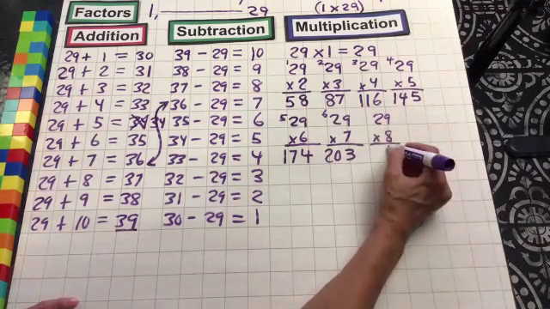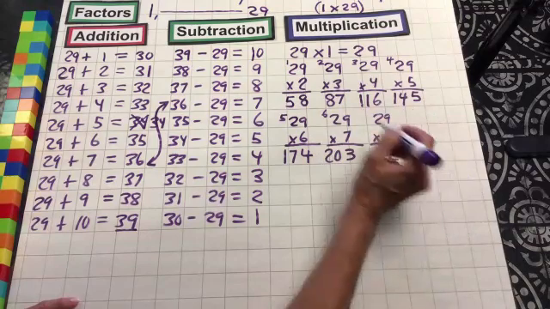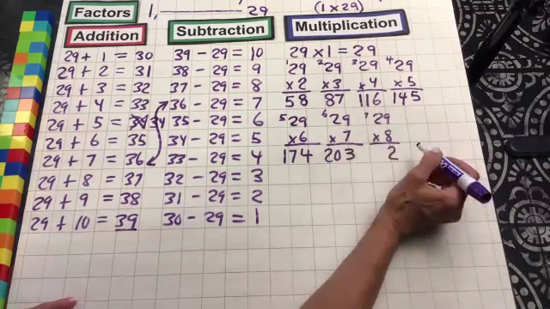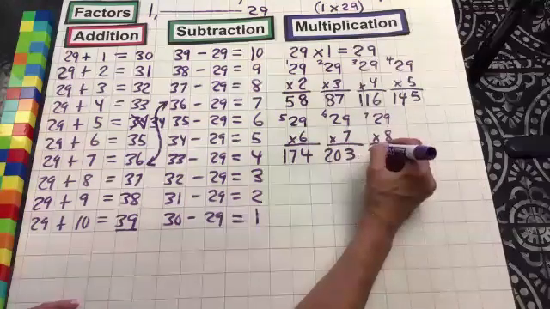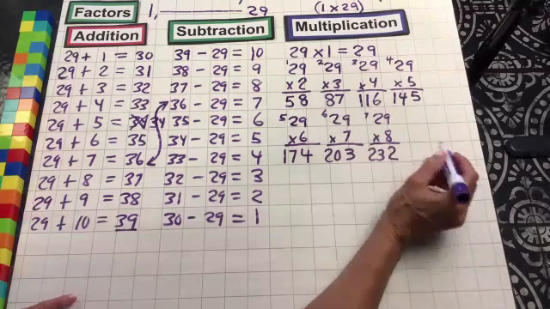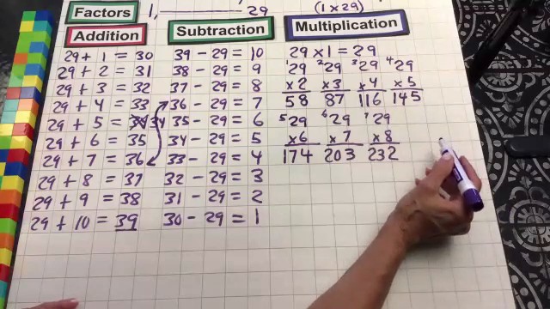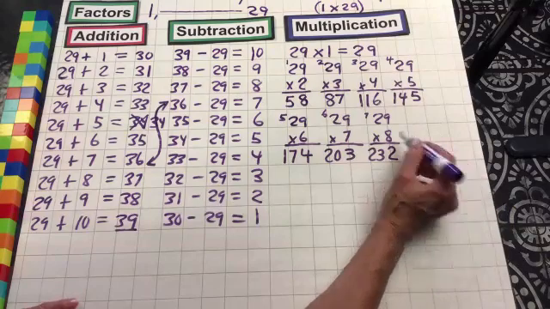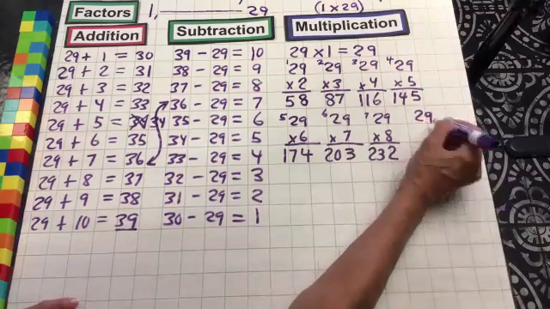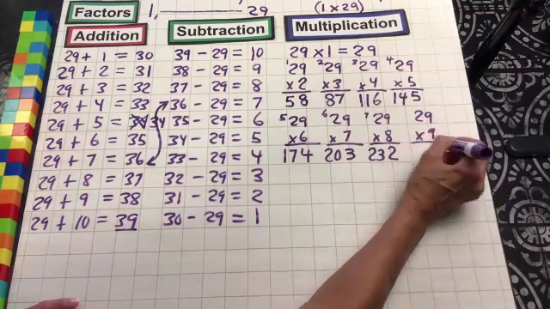8 times 9 is 72. Drop the 2, carry the 7. 8 times 2 is 16, plus 7 is 23. So 8 29s, if we added 29 plus 29 plus 29 plus 29 eight times, we'd get 232. Let's go on to 9 times 29.